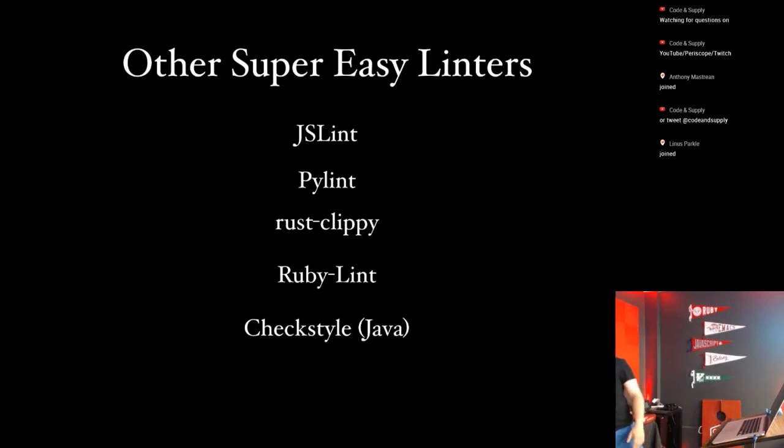Checkstyle for Java is really great for integrating into your Ant builds. It's super configurable, and there are like 120 different checks. I've never used RubyLint. The Rust community loves Clippy. Pylint and JSLint are well known for being super easy to set up, really configurable and really powerful. They're kind of de facto standards, at least in JavaScript, you should be using this, especially because JavaScript has so many gotchas. But for whatever language or ecosystem you're working in, there's probably a tool for that.